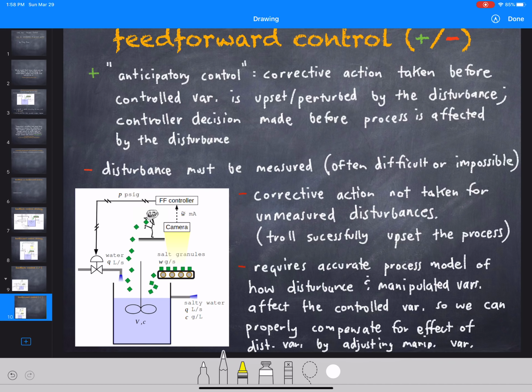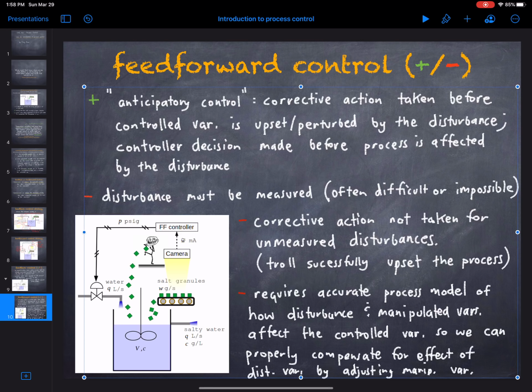So feed-forward control sounds wonderful because it's anticipatory control. It's very intuitive. You want to take action before an upset occurs, right? But then no corrective action will be taken for disturbances that you don't measure. And you need an accurate process model to even know what to do. How do you open that valve?